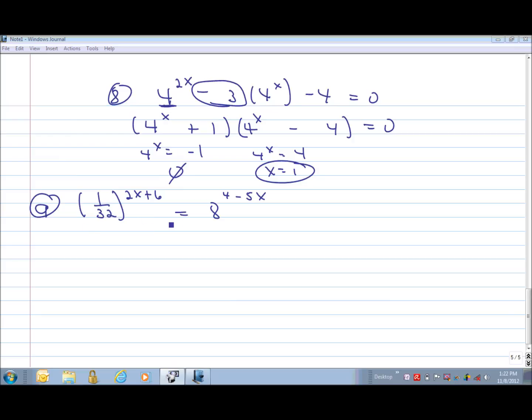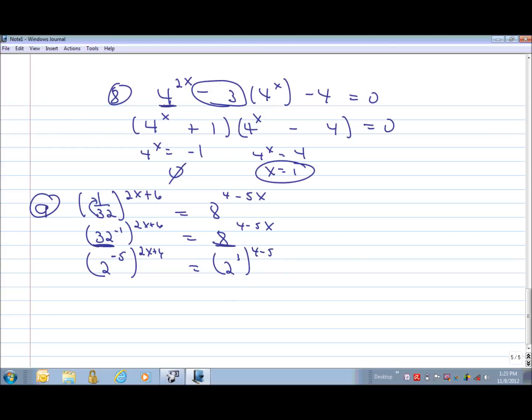First of all, we need to try to get our bases to be 1 to 1. The first thing I'm going to do is take this fraction. I'm going to move the 32 upstairs, and when I get 32 to the negative 1, still to the 2x plus 6 equals 8 to the 4 minus 5x. All right, the next thing I'm going to do is change 32 and 8 so that they both can share a base and be 1 to 1 property, which would be 2. So I'm going to make this 2 to the 5th, but it's already negative 1, so to the negative 5, still raised to the 2x plus 6. And this is 2 cubed, still raised to the 4 minus 5x.